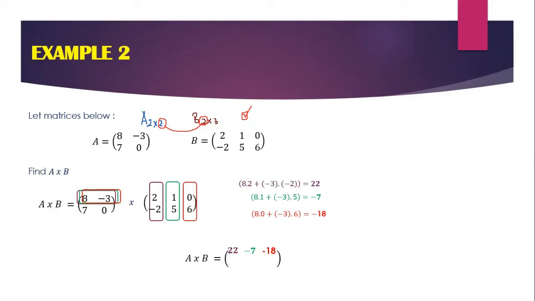Is it clear to everyone? Okay, now we go to the second row. 7, 0. Next, the 7, 0 components go to the 2, minus 2 components. Means 7 times 2 plus 0 times minus 2. We got 14. Here we are.